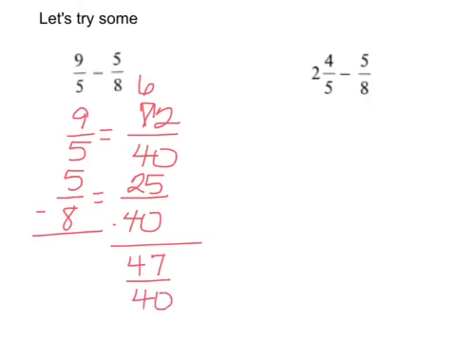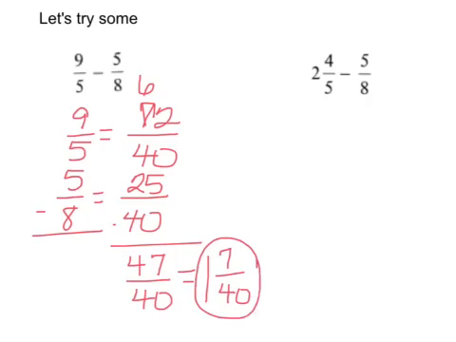I have no whole numbers that I need to worry about here, so now I just need to look to see if I can simplify. Well, 47 over 40 is an improper fraction. I'm going to go ahead and change that to a mixed number. 40 can go into 47 one time with 7 left over, and again we keep our common denominator of 40. So my final answer is 1 7/40.